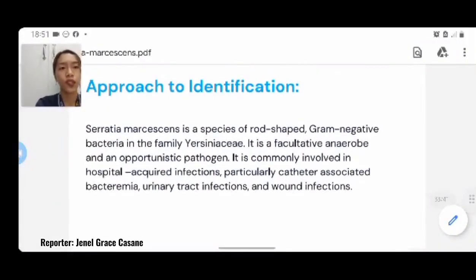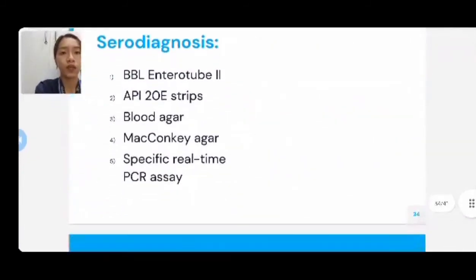So, approach to identification. Serratia marcescens is a species of rod-shaped, gram-negative bacteria in the family Yersiniaceae. It is a facultative anaerobe and an opportunistic pathogen. It is commonly involved in hospital-acquired infections, particularly catheter-associated bacteremia, urinary tract infection, and wound infection. The diagnosis of Serratia marcescens uses BBL Enterotube II, API 20E strips, blood agar, MacConkey agar, and specific real-time PCR assay.